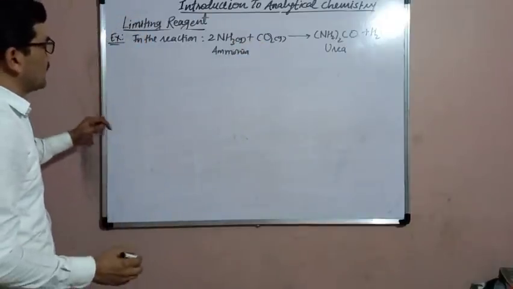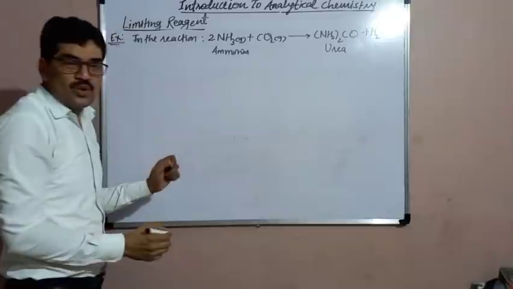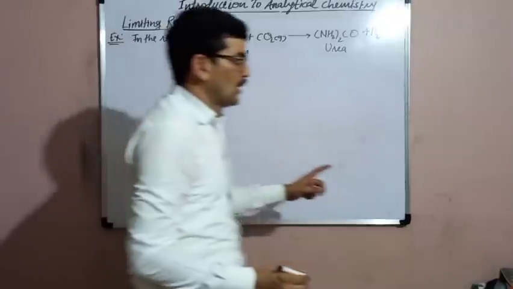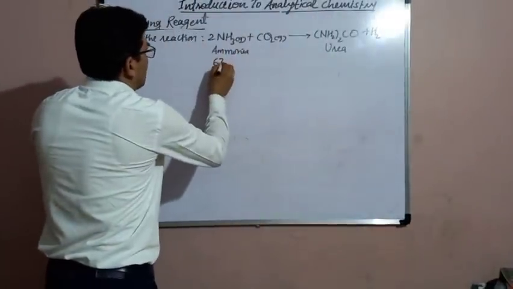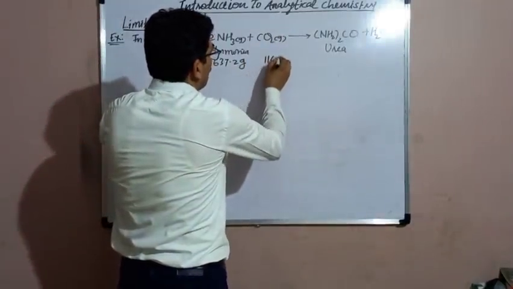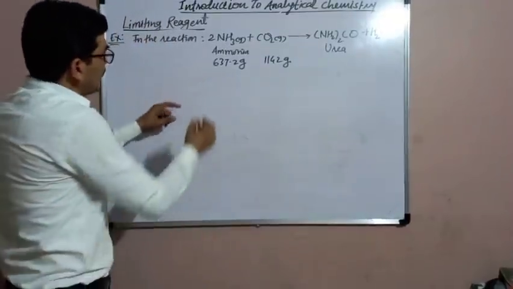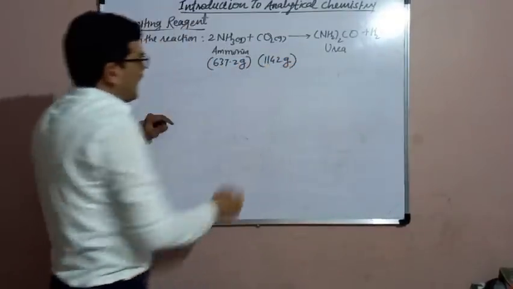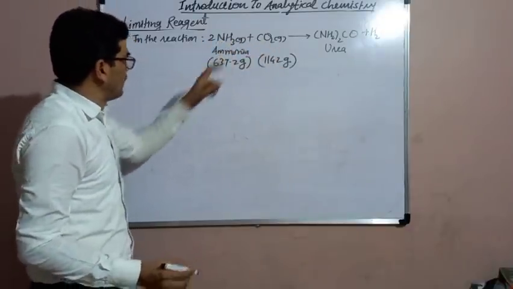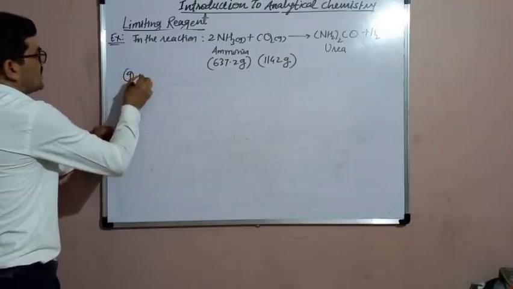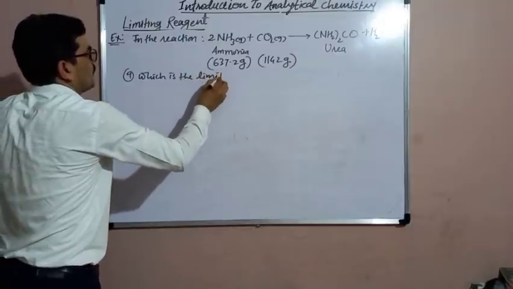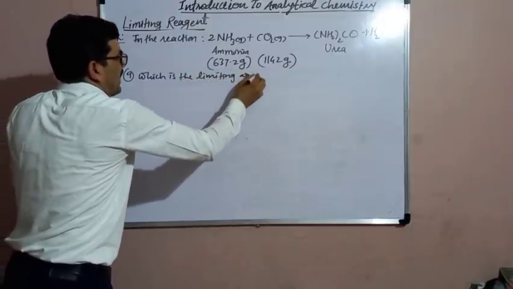So in this reaction, the mass of ammonia is given: 637.2 gram, and mass of carbon dioxide taken is 1142 grams. So from the mass of ammonia and carbon dioxide taken here, we have to decide out of these two reactants which is the limiting reagent. We have to identify the limiting reagent.